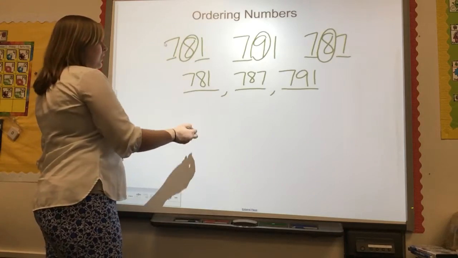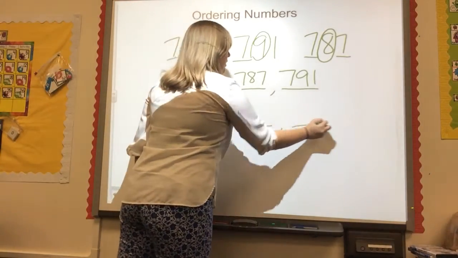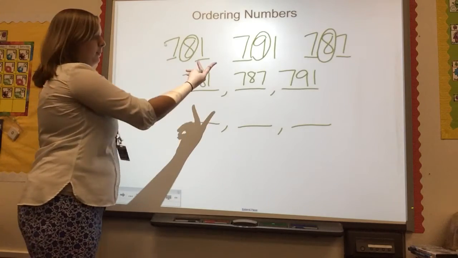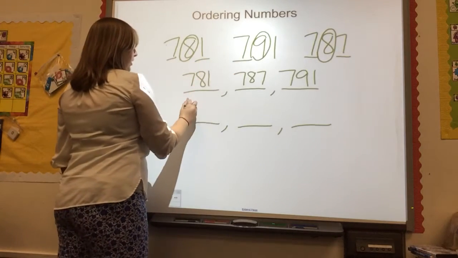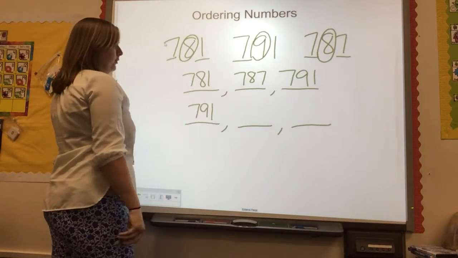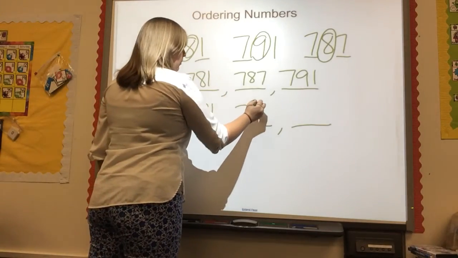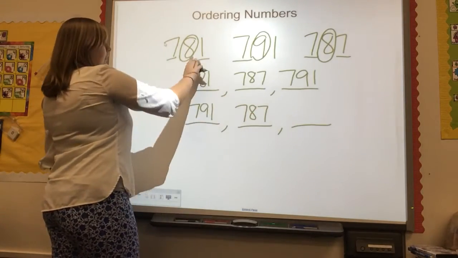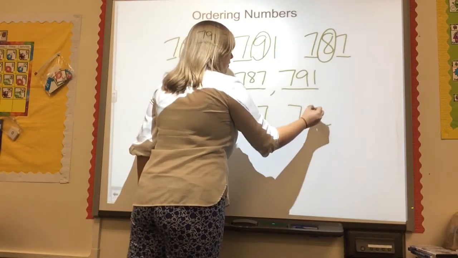Now, what if instead of least to greatest, I said greatest to least? Flip it around. 9 is the greatest, so 791 would come first, 787 would still be in the middle, and 781 is my smallest.